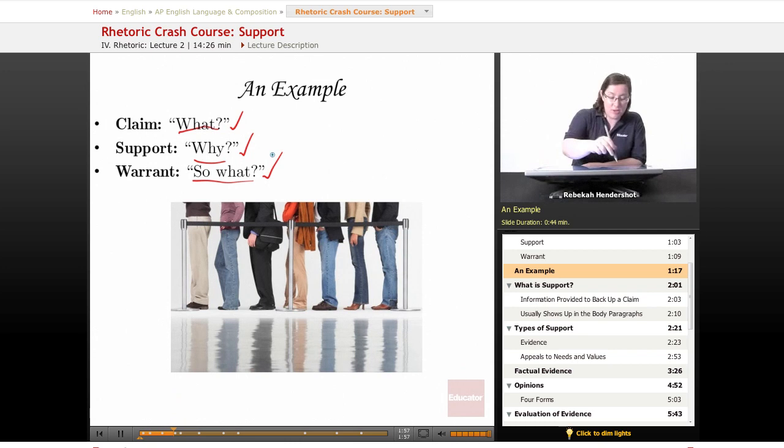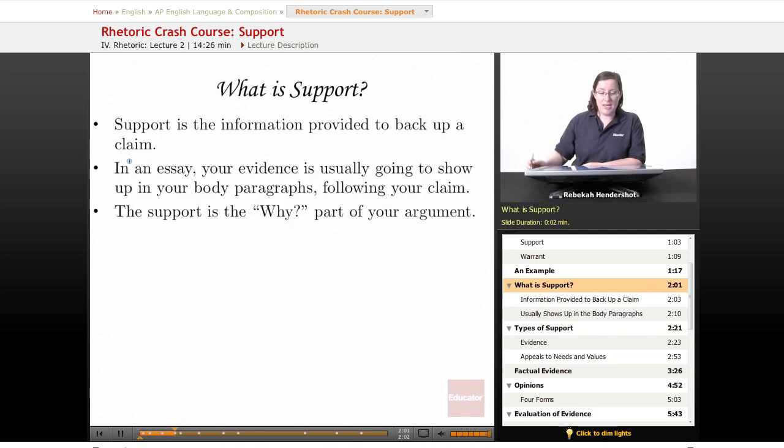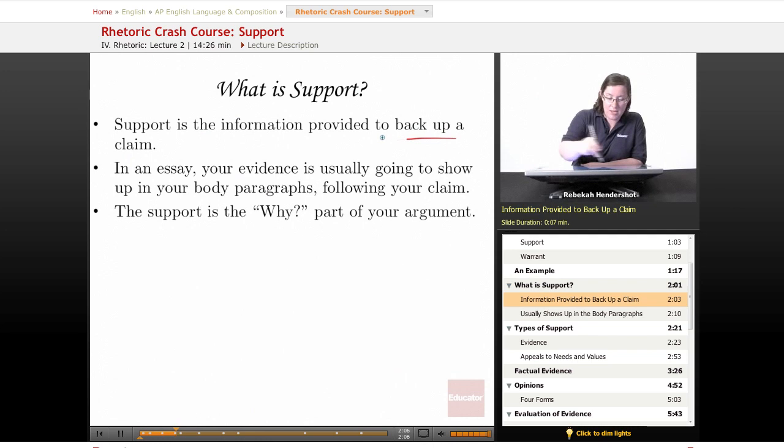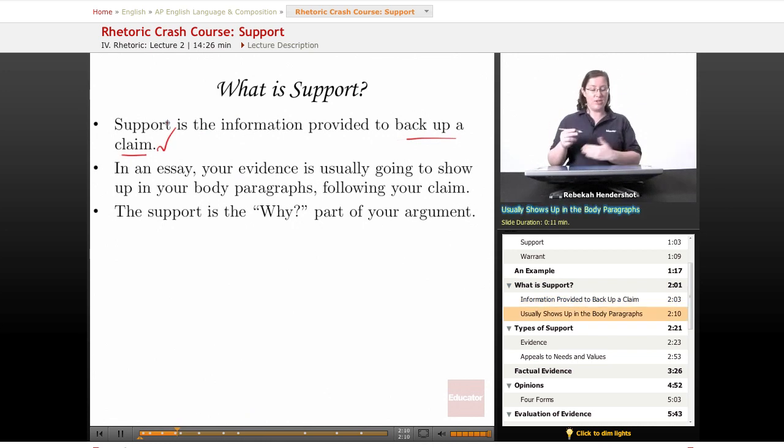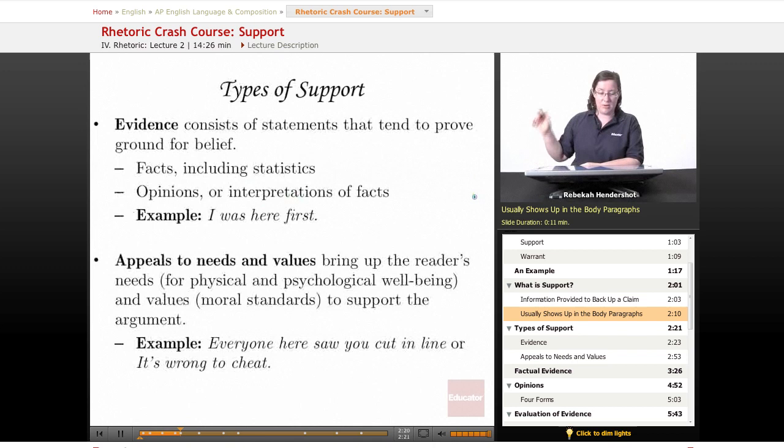So today we're going to be looking at the why, the support. Now, what is support? Support is the information provided to back up a claim. It's your data, basically. In an essay, your evidence is usually going to show up in your body paragraphs following your claim, which you'll remember is usually your thesis statement. The support is the why part of your argument. There are a couple of different kinds of support that you need to know about. Two major ones, in fact.